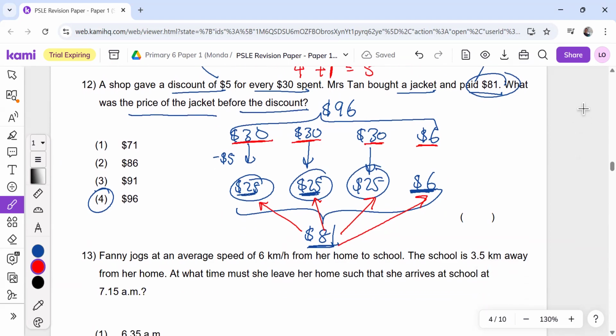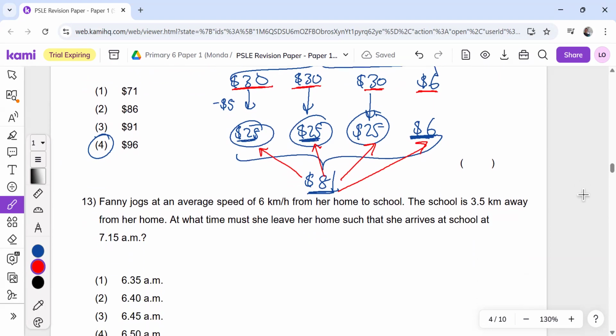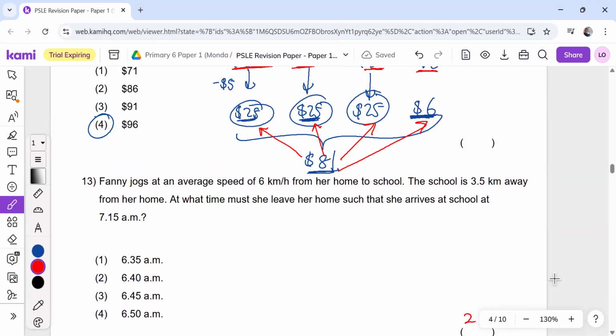All right. Okay. Question 13. Now, for question 13, your answer will be number 2. Okay, speed problem. So for a speed problem, you need to have your triangle. And if it's a simple problem, there's no need to draw a model.